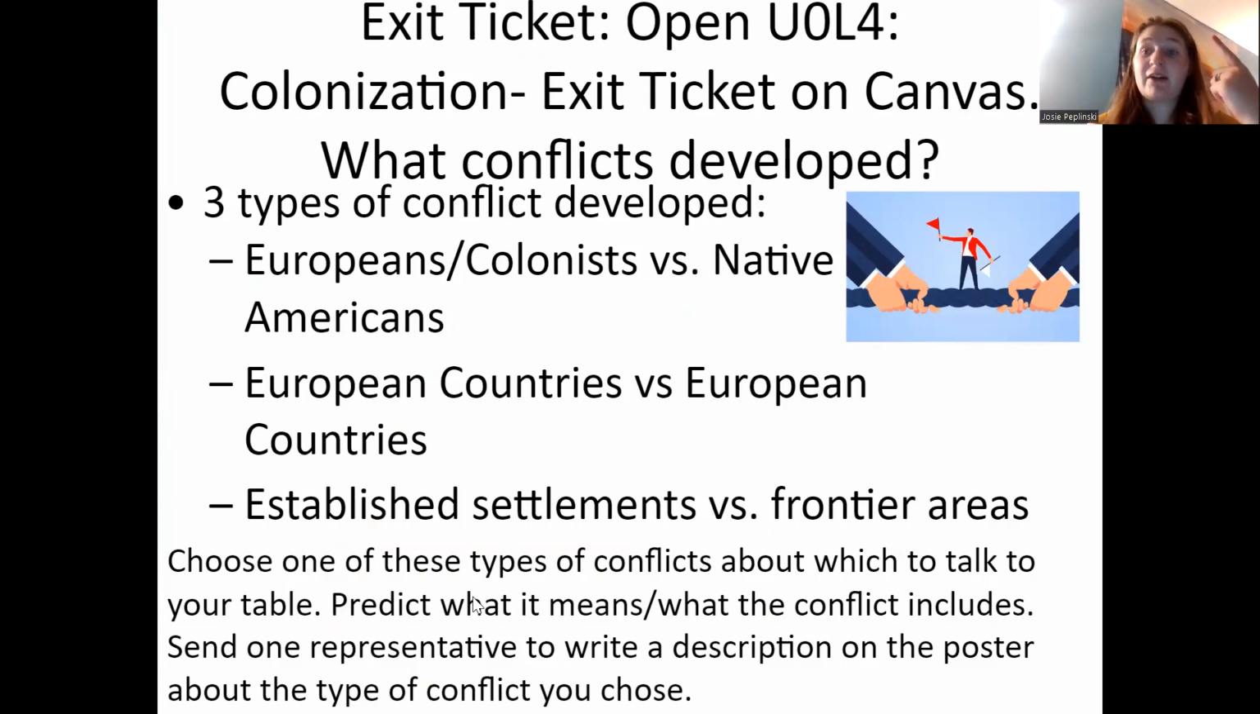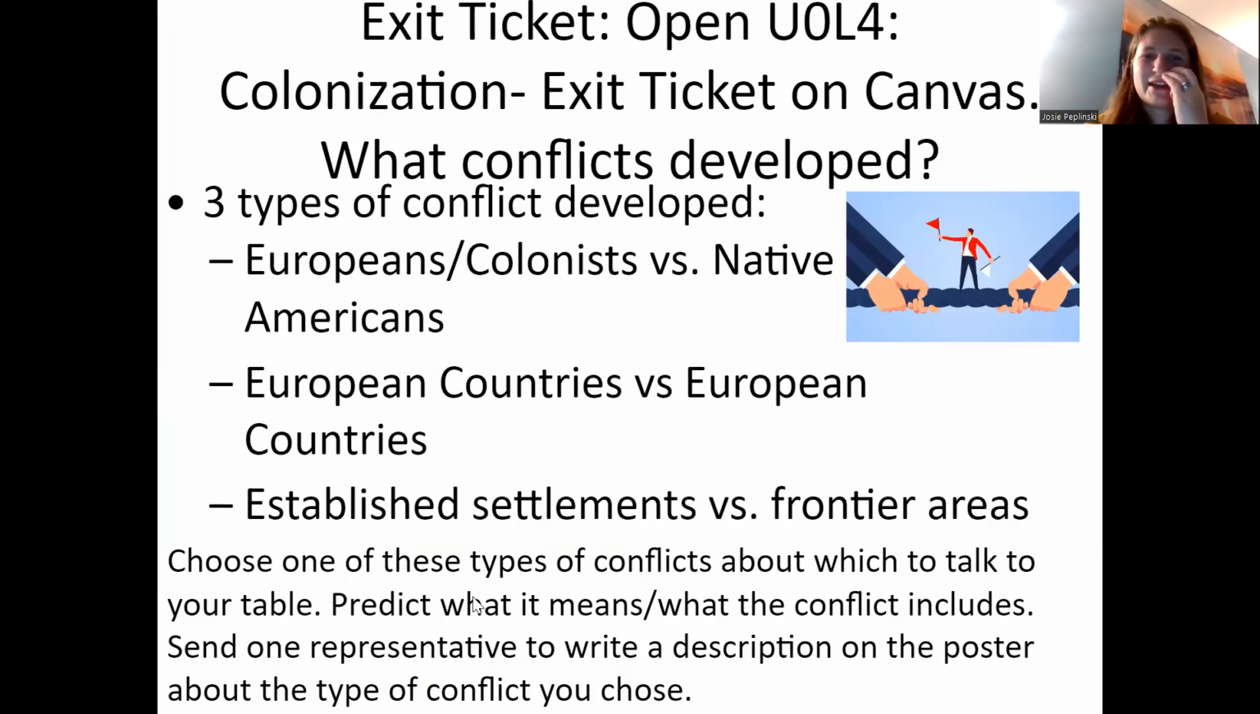European/colonists versus Native American people. We already hinted at that today. European countries battling European countries. I talked about that a little bit today too. And established settlements versus frontier areas. You can make some assumptions on that one from today. We'll get into that a little bit more next time.